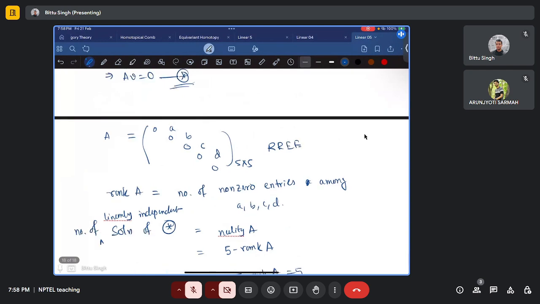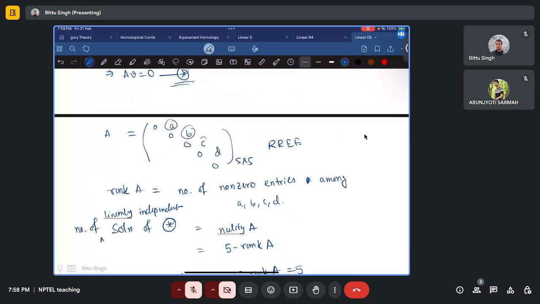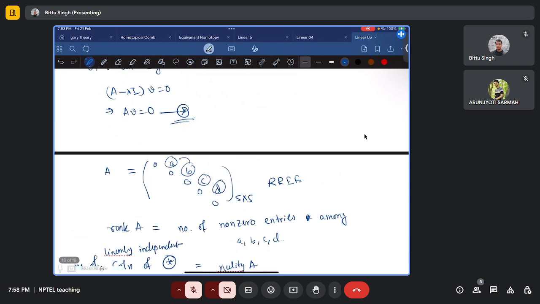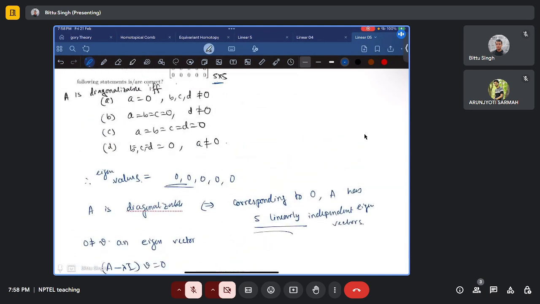So rank of A equal to 0 means if any of this A, B, C, D is non-zero, then rank cannot be 0, because if suppose A is non-zero, then rank will be 1. Suppose A, B are non-zero and C, D are 0, then rank will be 2. So A, B, C, D must all be 0, right? So this is the correct solution.